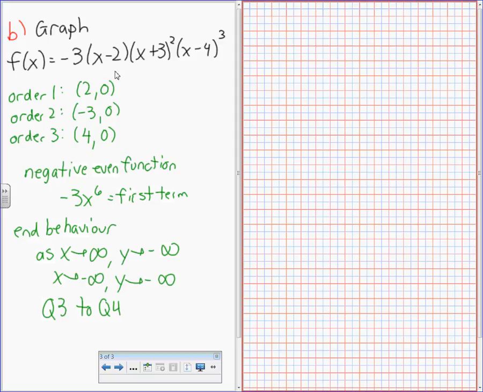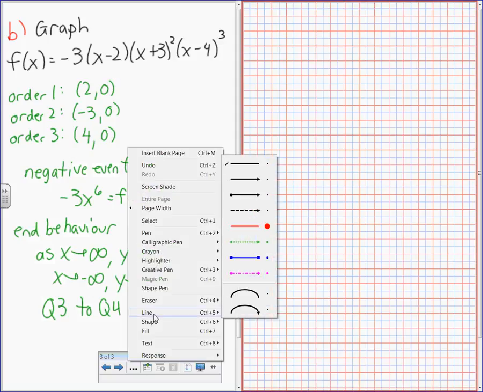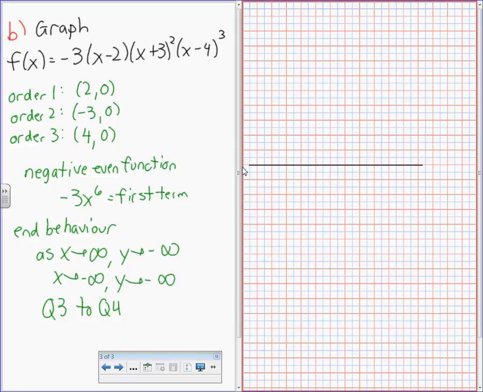All right. So let's get this graphed up here. Line. What are we doing here? 2, 4, negative 3.